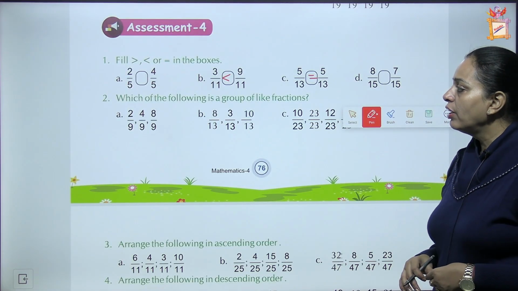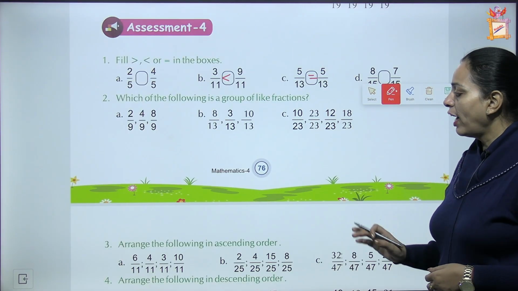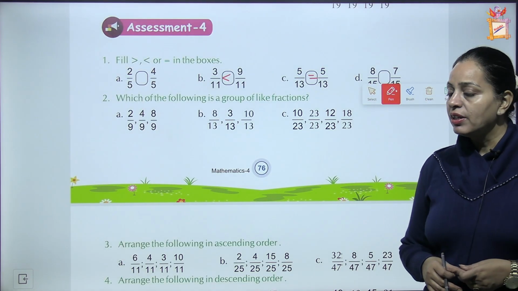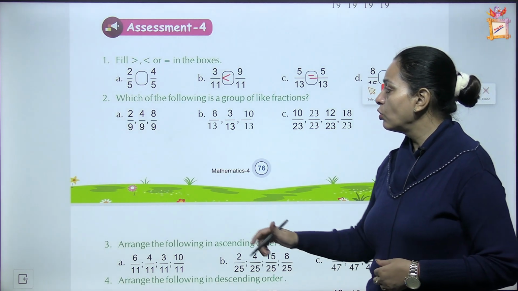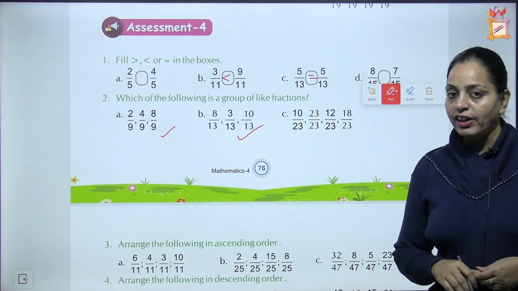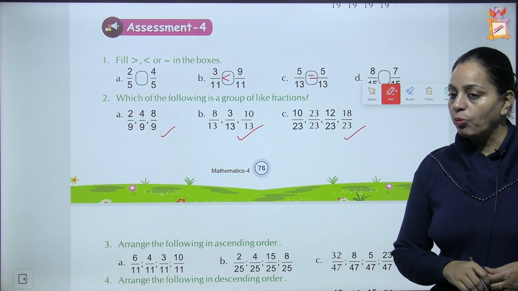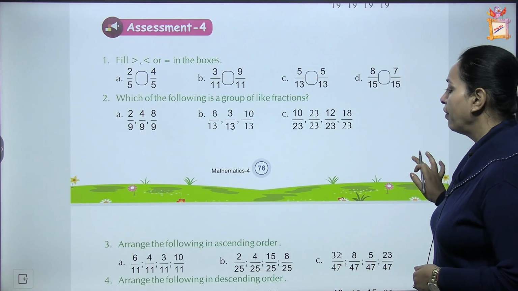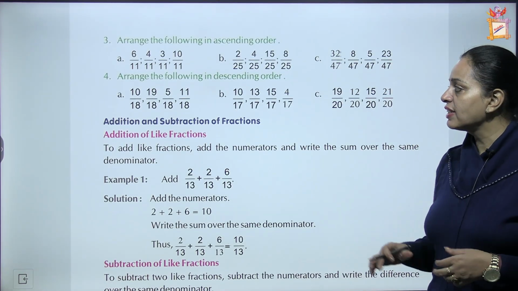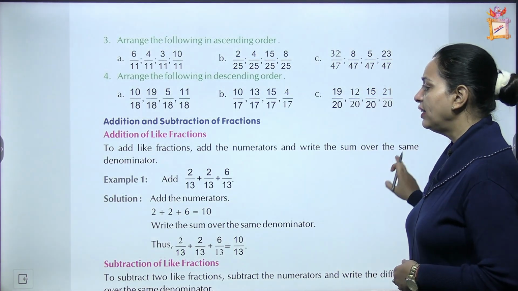Now the second one, which of the following is a group of like fractions? So like fractions means which have the same denominator. So this is the group of like fraction. This is the group of like fraction, denominator same. इसमें भी denominator same है. This is the group of like fraction. Now the third, arrange the following in ascending order. You can try this. And the fourth, arrange the following in descending order. You can try these one.